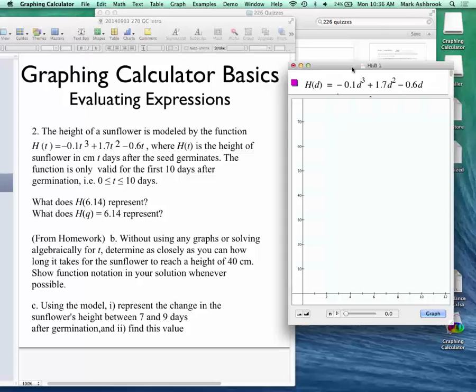Okay, so now in homework B, it says, without using any graphs, figure out how long it takes the sunflower to reach 40 centimeters. Did you go over this in class? I don't want to be redundant. Okay, cool, let's do that. This is a cool question here. So we don't want to algebraically solve for t, and we don't want to use the graph. So what could we do to figure out when it reaches 40 centimeters? What could we do to figure out when this height is going to reach 40 centimeters? Or in other words, what input will give us a height of 40 centimeters?